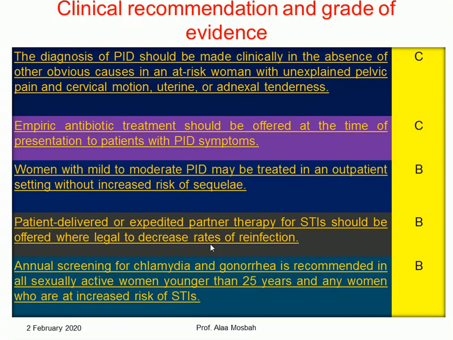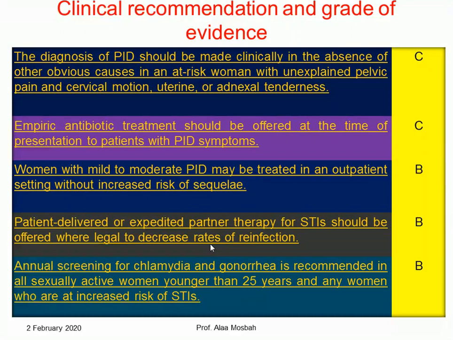Okay, what about the clinical recommendation and the grade of evidence? According to guidelines, the diagnosis of PID should be made clinically in absence of other obvious causes in an at-risk woman with unexplained pelvic pain and cervical motion, uterine or adnexal tenderness. Grade C evidence. Empiric antibiotic treatment should be offered at the time of presentation to patients with PID symptoms.